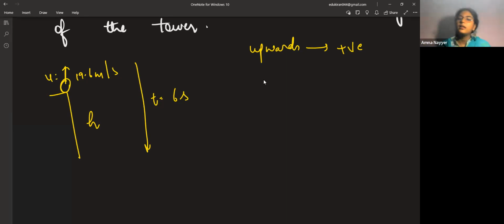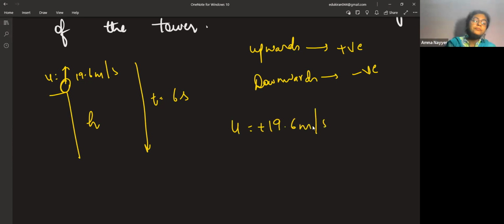Just so, upwards is positive, I have chosen. Downwards as negative. Fine. Now what all things? See, initial velocity. Ball is moving up. Initial velocity is going upwards. So what is upwards? I have chosen positive. So this will be plus 19.6 meter per second.